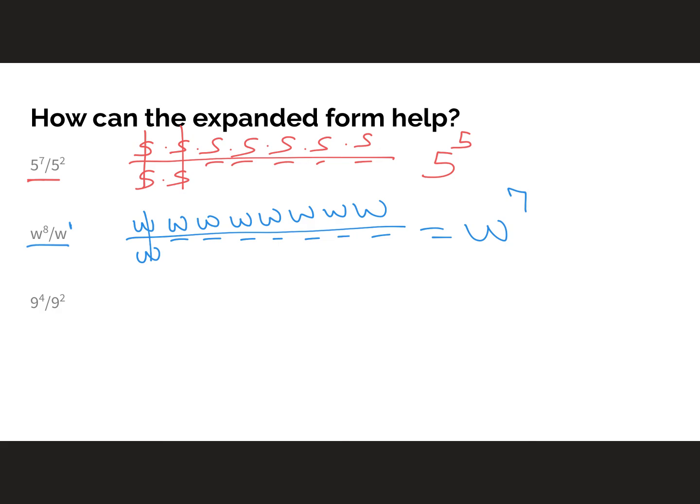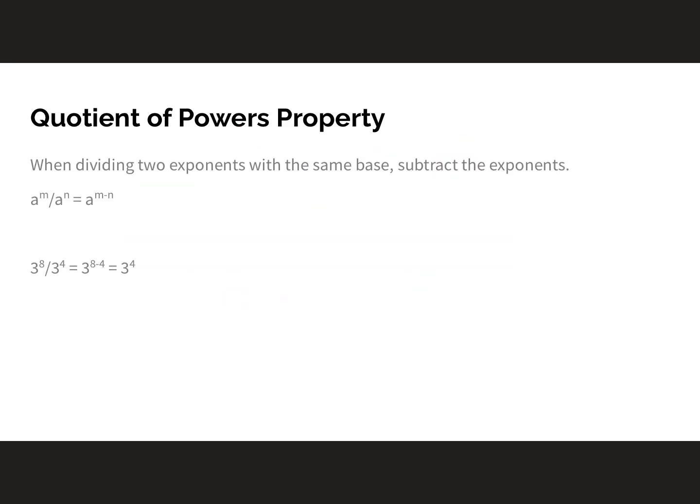And one more. Here I have 9 to the 4th power divided by 9 squared. So 9 times 9 times 9 times 9 divided by 9 times 9. Again, the ones that have a 9 on top and a 9 on bottom cancel, which leaves me with 9 squared. Very simple and easy. So this is our quotient of powers property.